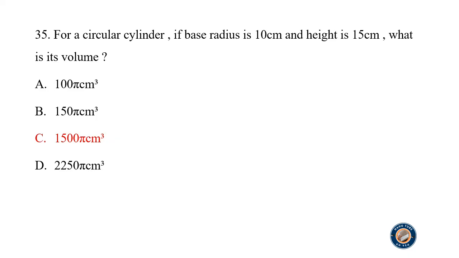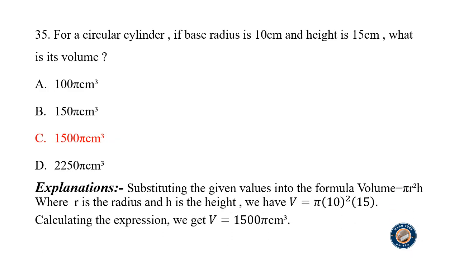The answer will be 1500 pi cubic centimeter. Substituting the given values into the formula, volume is equal to pi r square h, where r is the radius and h is the height. We have v is equal to pi into 10 square times 15. Calculating the expression, we get v is equal to 1500 pi cubic centimeter.